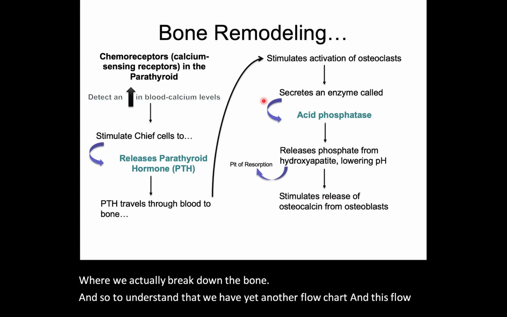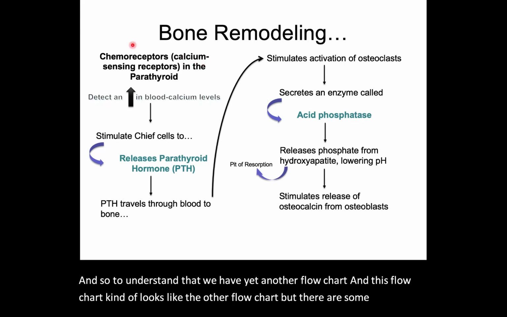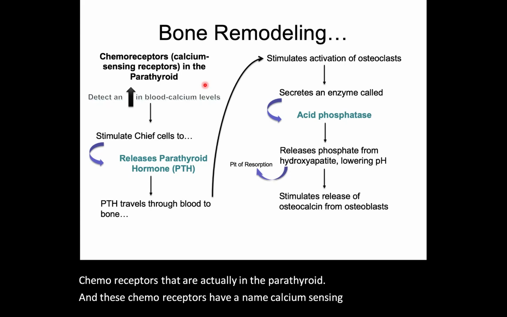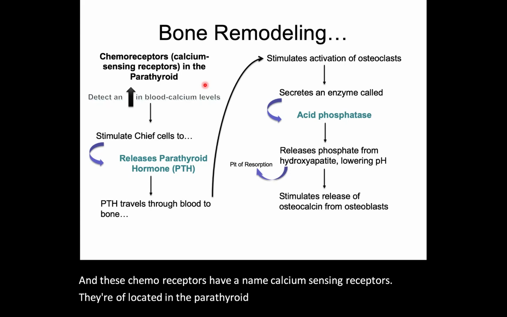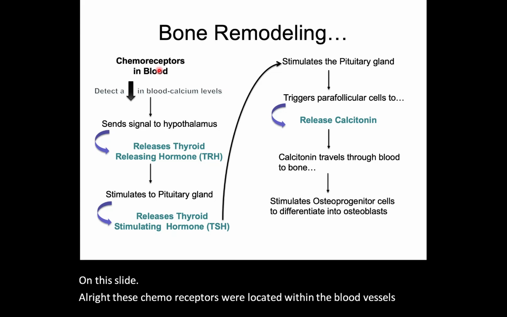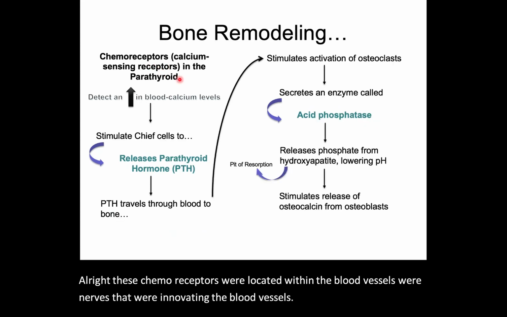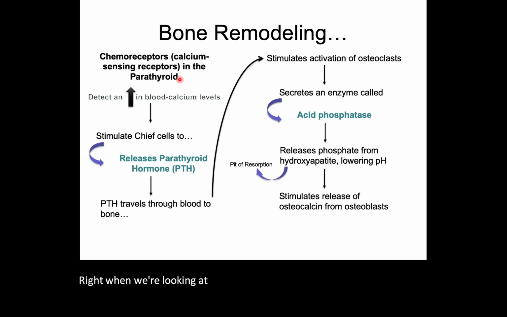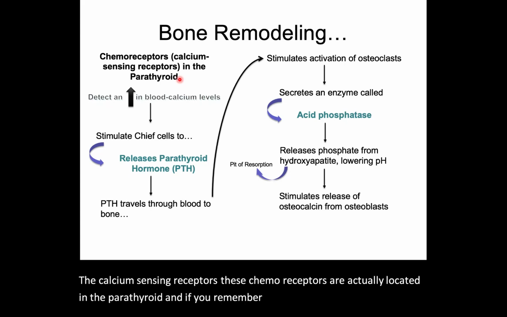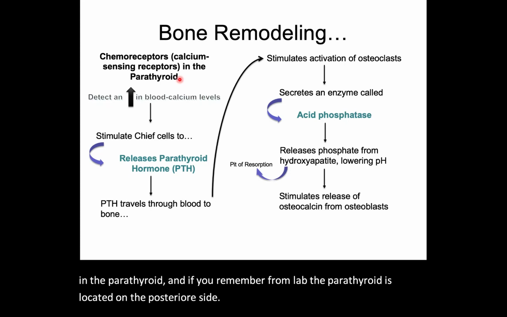And this flowchart kind of looks like the other flowchart. But there are some key differences. First thing, chemoreceptors, right, that are actually in the parathyroid, and these chemoreceptors have a name, calcium sensing receptors. Right? They are located in the parathyroid. Now remember, on this slide, right, these chemoreceptors were located within the blood vessels. These were nerves that were innervating the blood vessels. On this slide, right, when we're looking at the breaking down of bone, the calcium sensing receptors, these chemoreceptors, are actually located in the parathyroid. And if you remember from lab, the parathyroid is located on the posterior side of the thyroid.